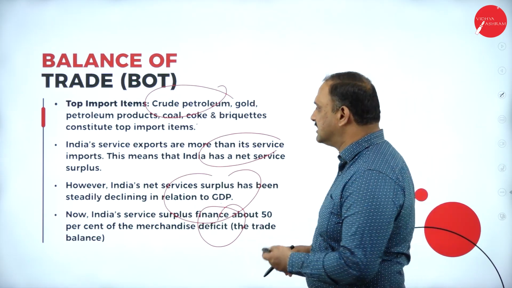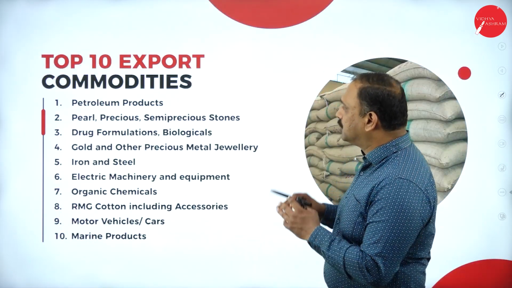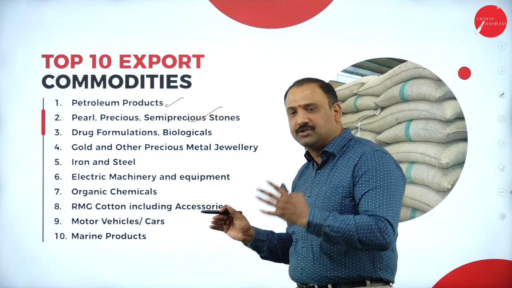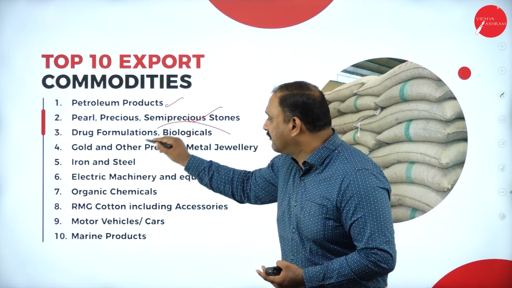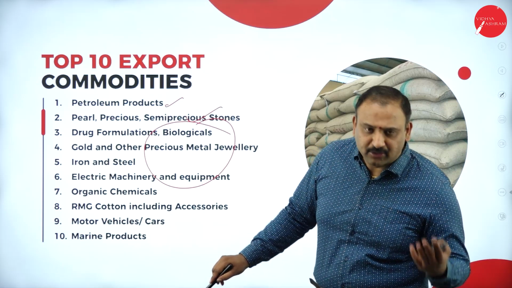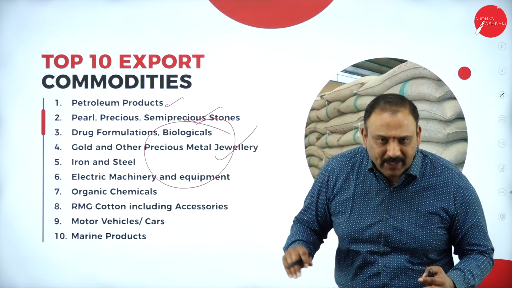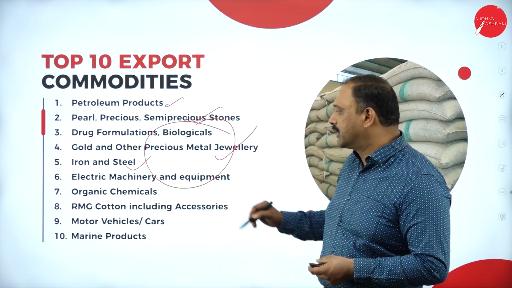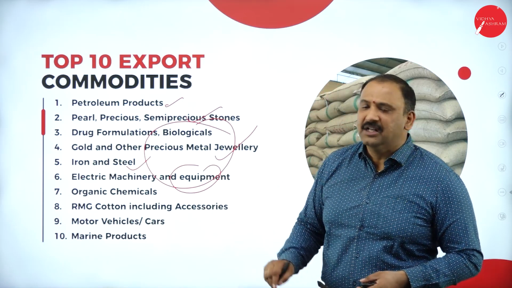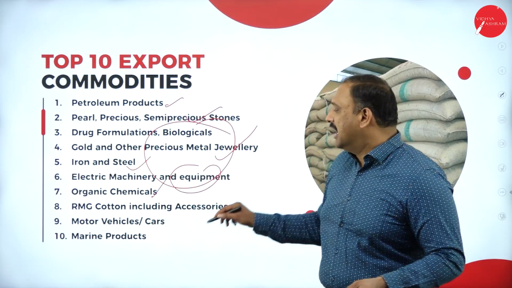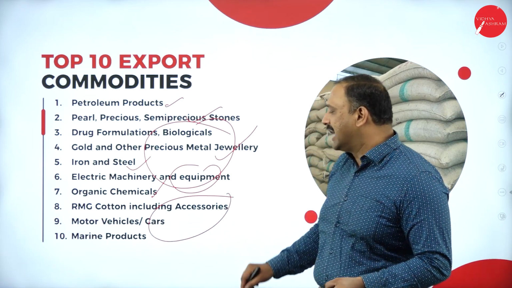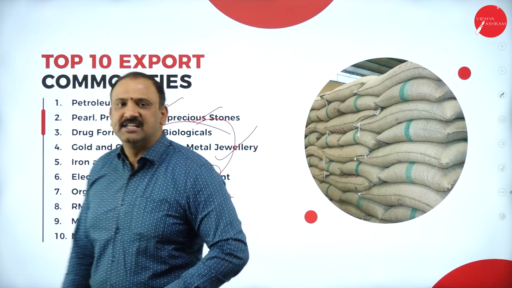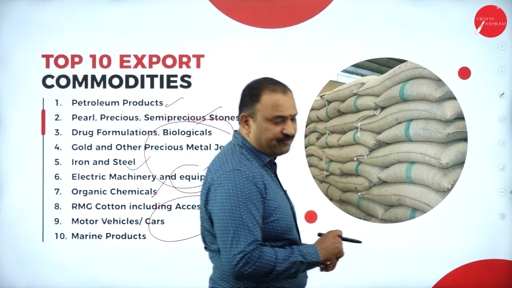Why? Because of the deficit factors that we have been talking about. Next, the top 10 export commodities: petroleum products, pearls, precious and semi-precious stones, drug formulations and biologicals, gold and other precious metal jewelry, iron and steel, which is also a very important item that we are looking into, electric machinery and equipment, organic chemicals, RMG in terms of cotton, including accessories, motor vehicles, and marine products. All these have been a very important factor for all of us.